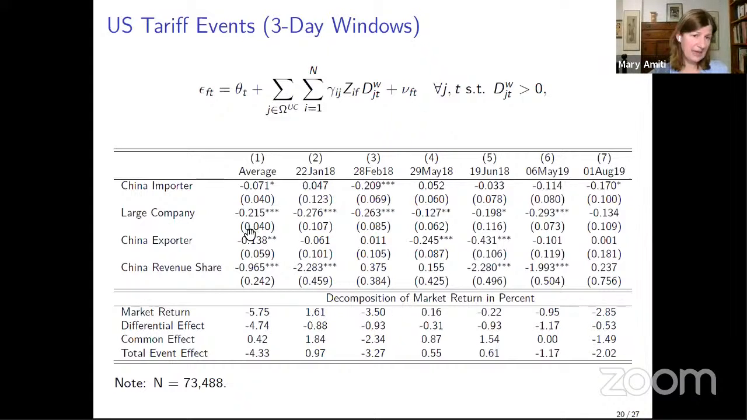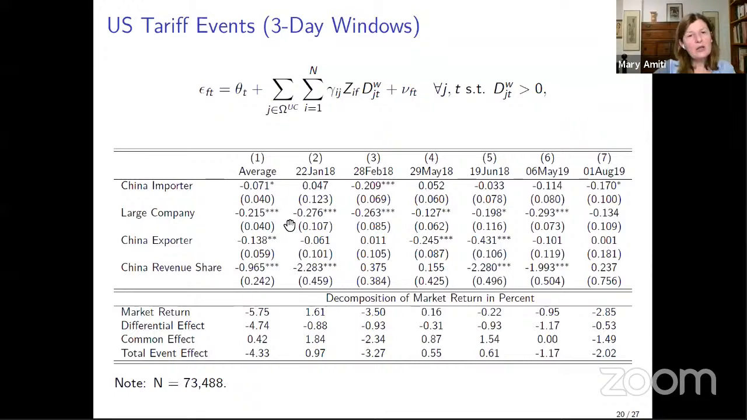Okay, so what we see is that on the days of the US tariff announcements, the China importers, and remember the large dummy, we think, also proxies for the missing importer dummy, is negative and significant. But what we see is that the exporter and China revenue share is also negative and significant, and this could be due to some anticipation effects. When the US announces that it's going to hit China with a tariff, probably the exporters are thinking, okay, we're also going to get hit pretty soon.